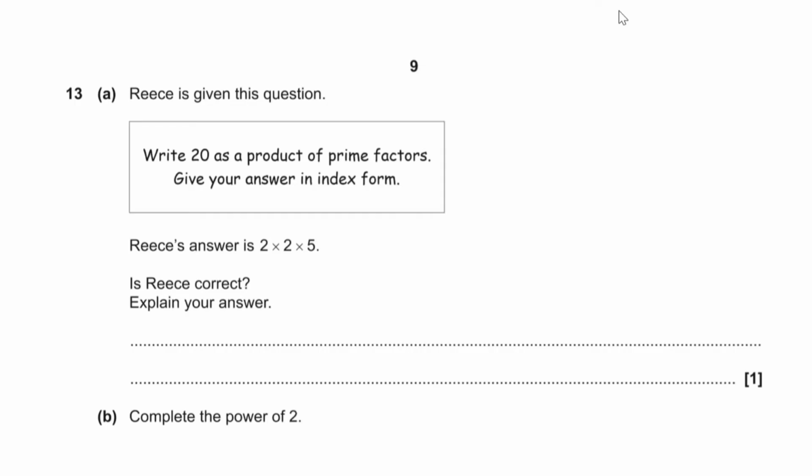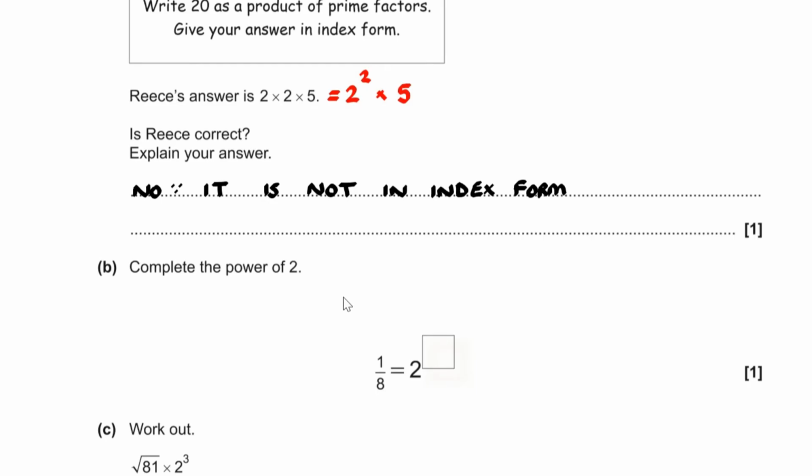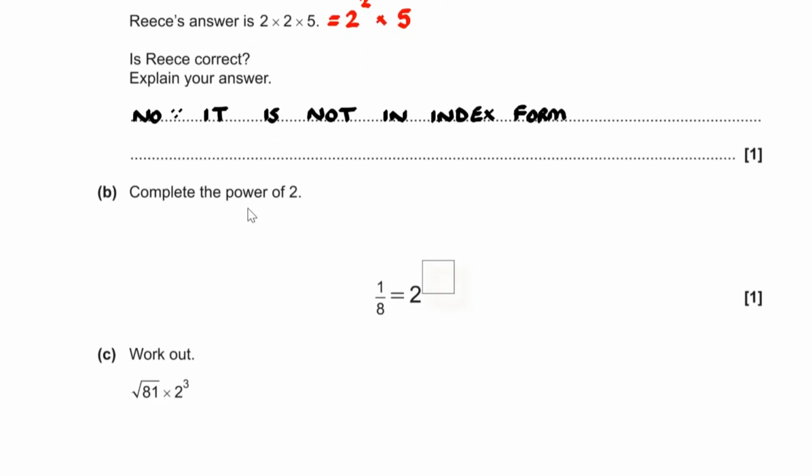Question number 13. Part A, Reese is given this question. We have to write 20 as a product of prime factors. Give your answer in index form. Reese's answer is 2 times 2 times 5. Is Reese correct? Explain your answer. Well, 2 times 2 times 5 is indeed 20, but the reason he is incorrect is because his answer is not in index form. What his answer should be is 2 to the power of 2 times by 5.